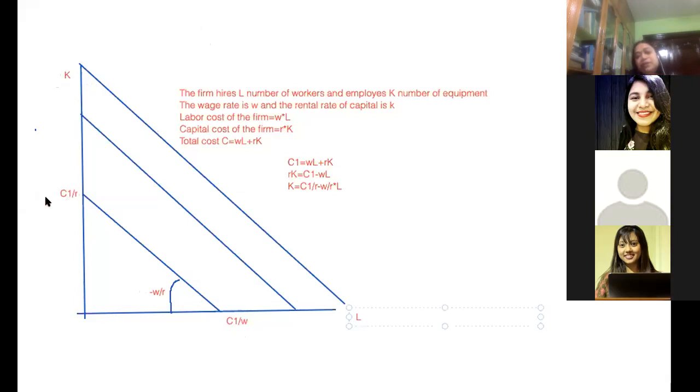So this is basically how you come to an isocost curve. The vertical intercept is C1 by R and the horizontal intercept is C1 by W. If you divide C1 by R by C1 by W, you get W by R. Or you can just look at the function and see that this is the intercept and this is the slope. So this is the slope of the isocost curve.